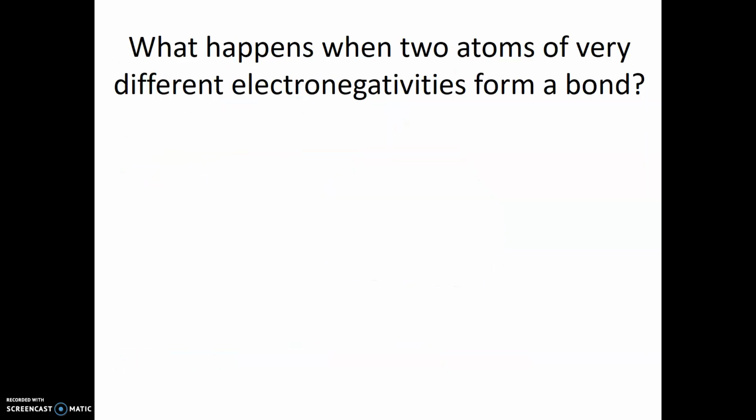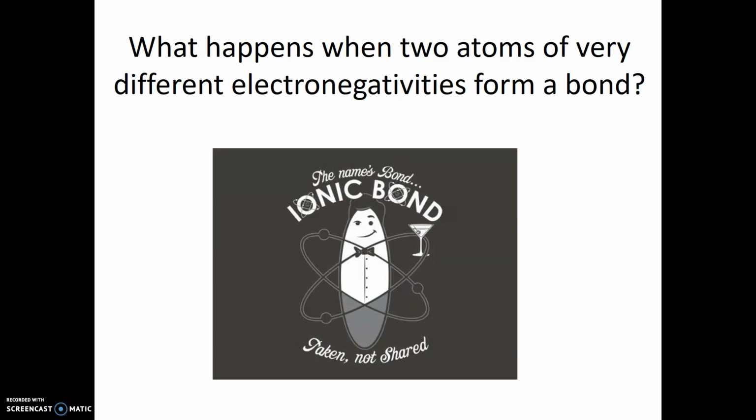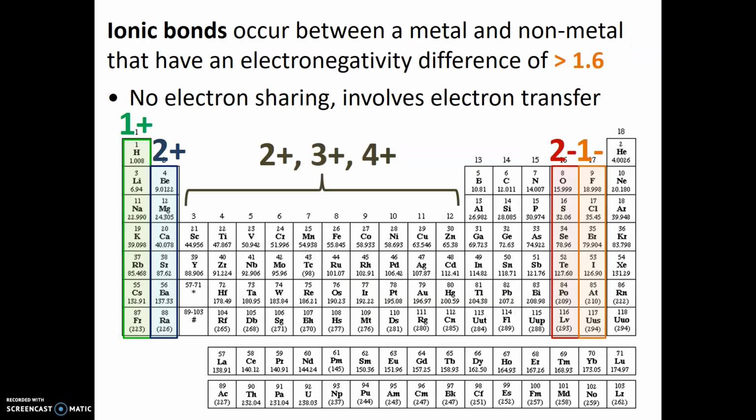So what happens when we have two atoms coming together that have very different electronegativities? Well, that's where we have an ionic bond. So if we look back at our periodic table, our first column is always going to have a +1 charge, second +2. We've got our transition metals that can be +2, +3, +4. And then over in our nonmetals, group 6 being -2 and group 7 being -1.